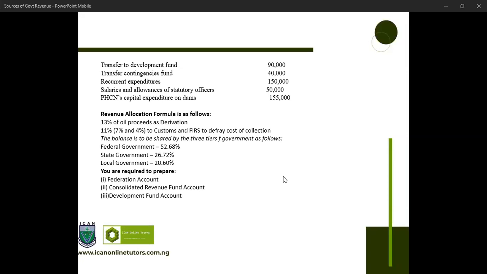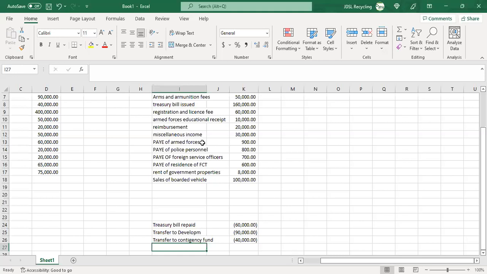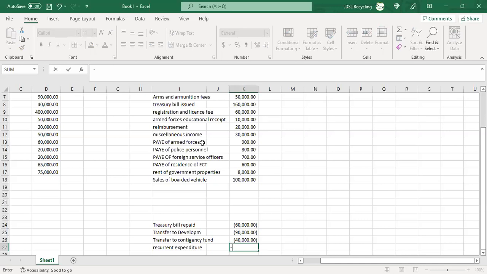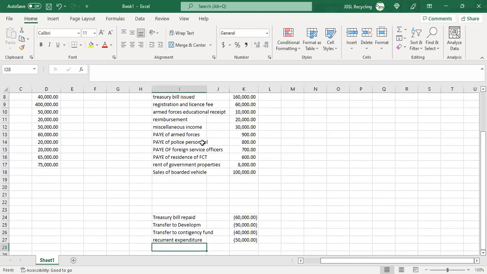Recurrent expenditure. Development. Recurrent expenditure. CRF inflow or outflow? Okay. Outflow. I think that's 150,000. Yes. Okay.